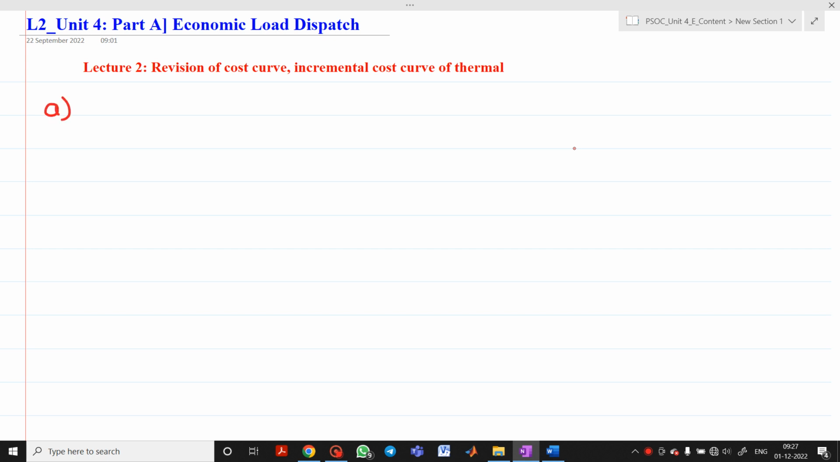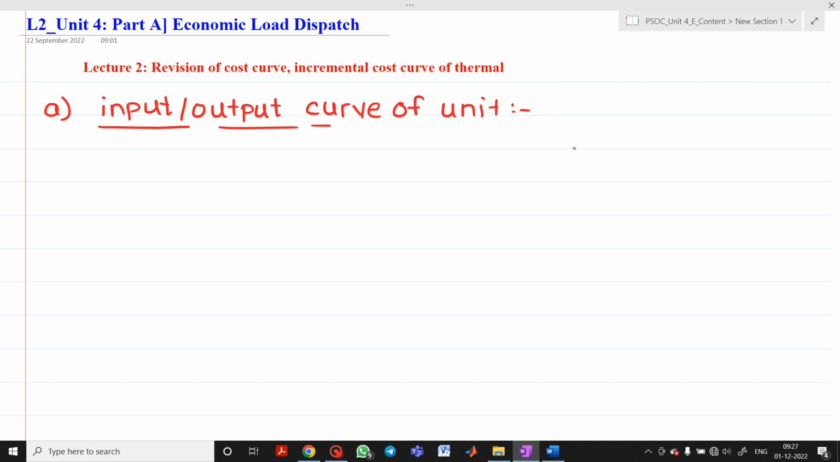Now the first term associated with this is nothing but the input output curve of a unit. Input output curve of a unit. So I'll draw this first and then we will discuss what is the meaning of input output curve. So I'll draw it here.